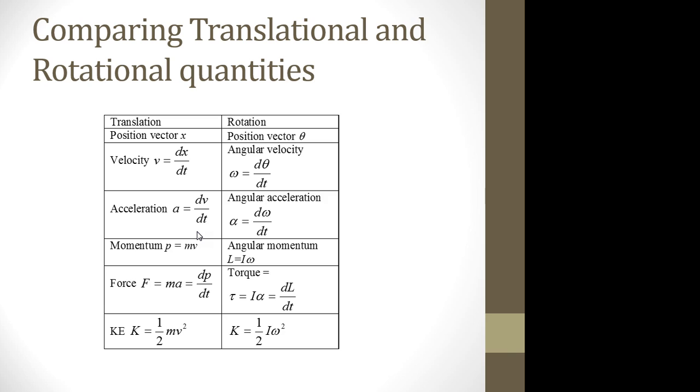So basically, all the m becomes I, all the v becomes omega, all the a becomes alpha, all the F becomes tau. The only one that I didn't really introduce is L, angular momentum. But it's defined like this. It's the product of moment of inertia times the angular velocity.